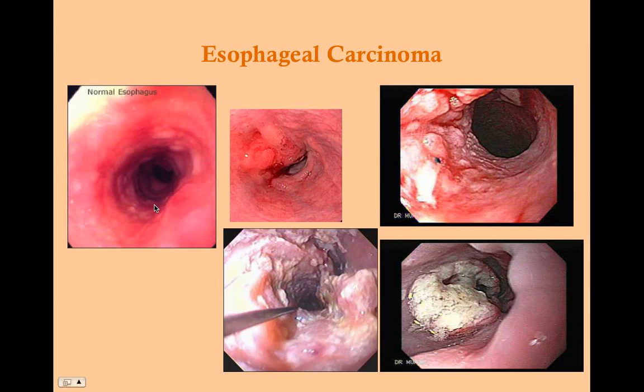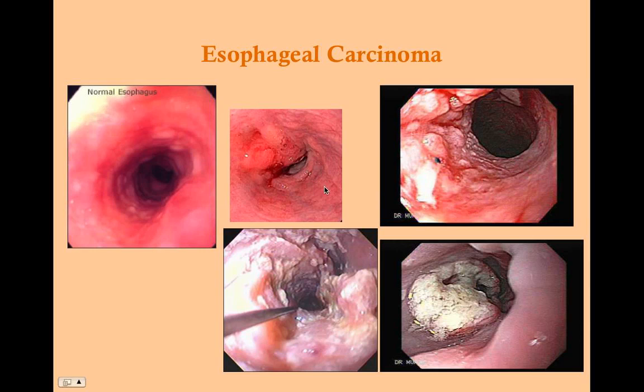This on the left here is a normal esophagus, so kind of a point of reference. You can see if you go down far enough, this is the upper esophagus, but you can see sort of how the contours of the esophagus look. You know, it's a normal tube-like structure, and you get down towards the sphincter.